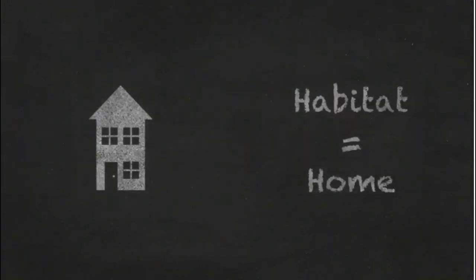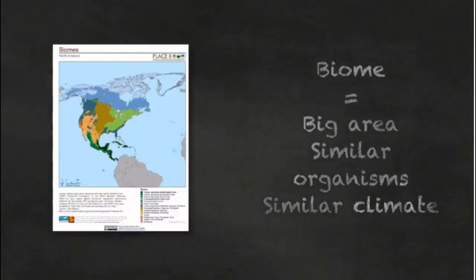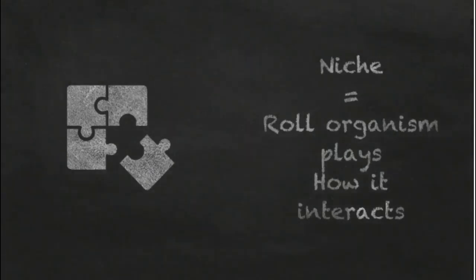So let's review. Habitat means home. A biome is a big area with similar organisms and similar climate. And a niche? That's the role an organism plays and how it interacts with everything in that particular ecosystem.